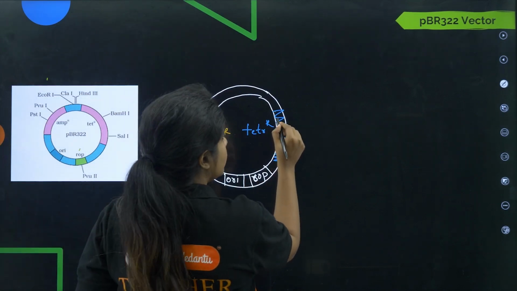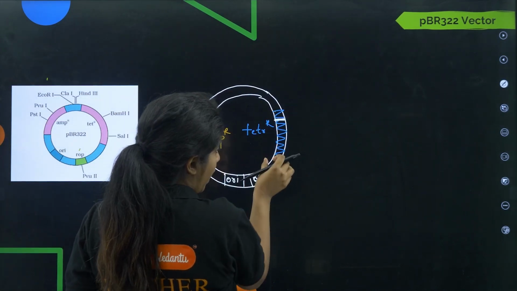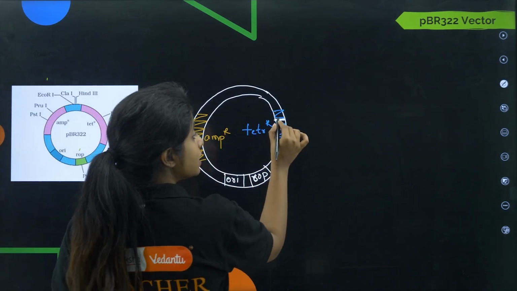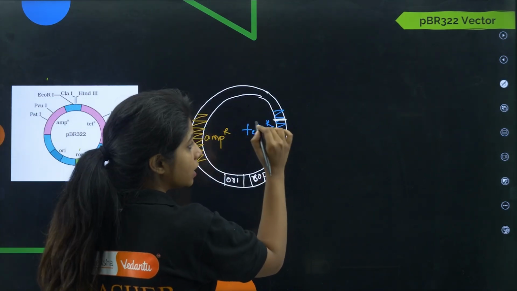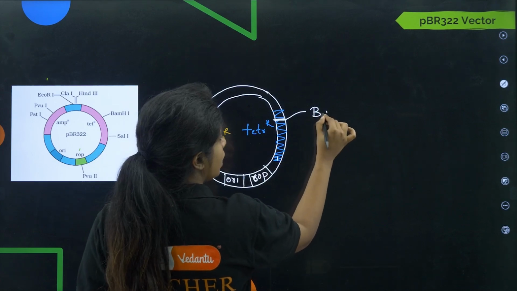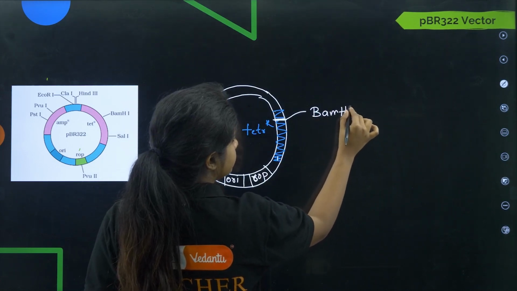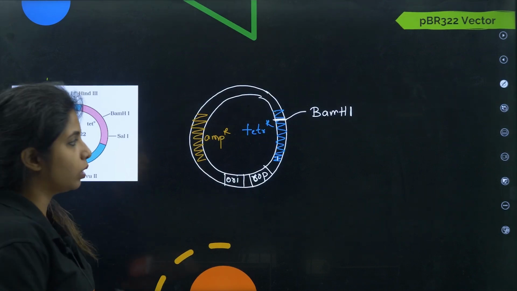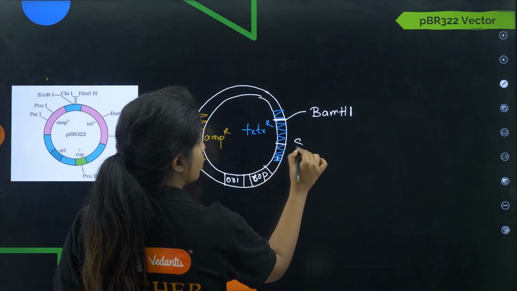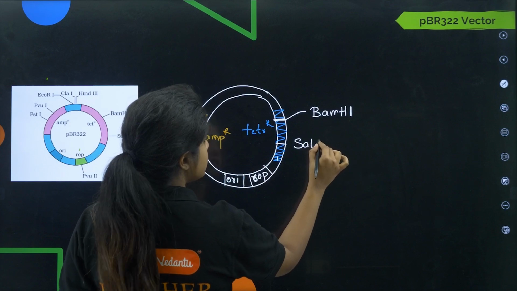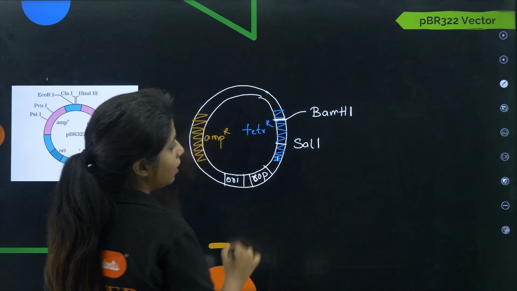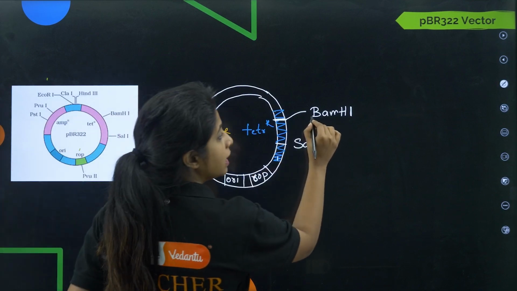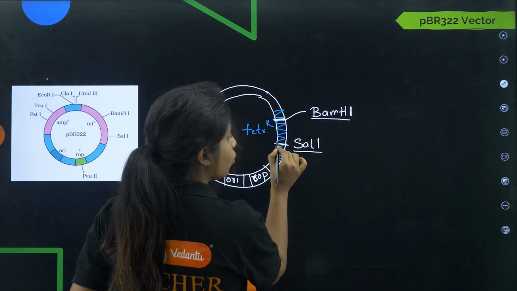So over here we'll start with tetracycline. This gene, which is offering resistance to tetracycline, also has recognition sites. It also has sites for one very important enzyme, that is BamHI. Okay, what do we have, children? BamHI. Along with that, there is a recognition site for SalI, not SalHI, it is SalI. Cool. So two enzyme recognition sites are over here.